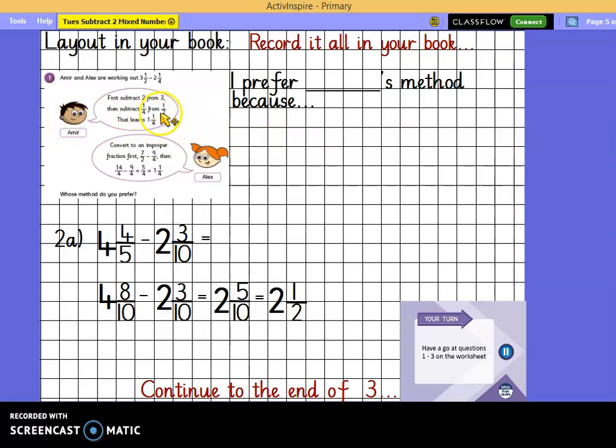If you have a look at Amir's method, he's doing the part whole model. And if we look at Alex's method, she's converting it into improper fractions first, before finding the answer. So explain which method you prefer and why. On 2A, I'd like you, please, to then go on to record it directly into your book like this. If you pause the video, I've shown you the answer to 2A first, and you can use that to support you all the way to the end of question 3. When you've done that, come back to me.